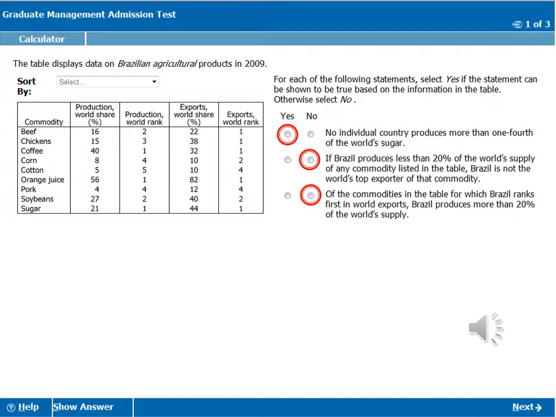The final statement reads, of the commodities in the table for which Brazil ranks first in the world exports, Brazil produces more than 20% of the world's supply. This statement is sort of the reverse of the previous statement. If we examine the exports world rank column on the far right, we can see that Brazil is #1 in exporting beef, chickens, coffee, orange juice, and sugar. Yet, of these exports, Brazil only produces 16% of the world's supply of beef and 15% of the world's supply of chickens, which makes the statement false.